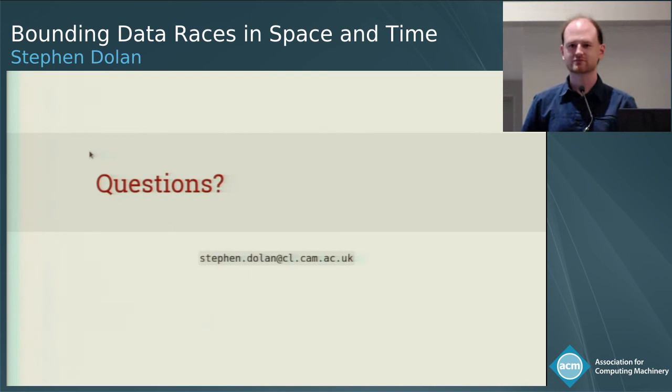So I have actually two questions. The first one is that I think your motivation for localizing the DRF theorem is for modular reasoning, right? Can you explain how your local DRF fits into the big picture of modular reasoning of concurrent programs?